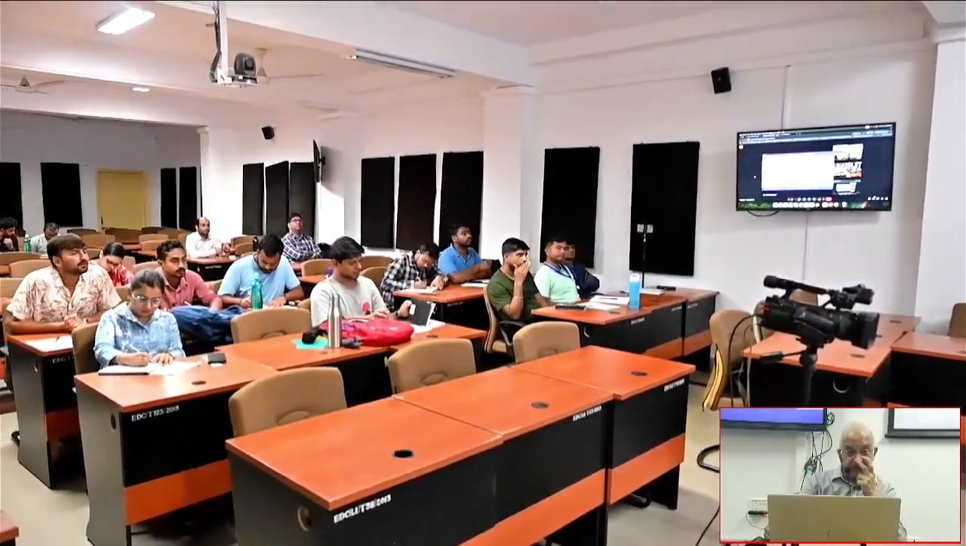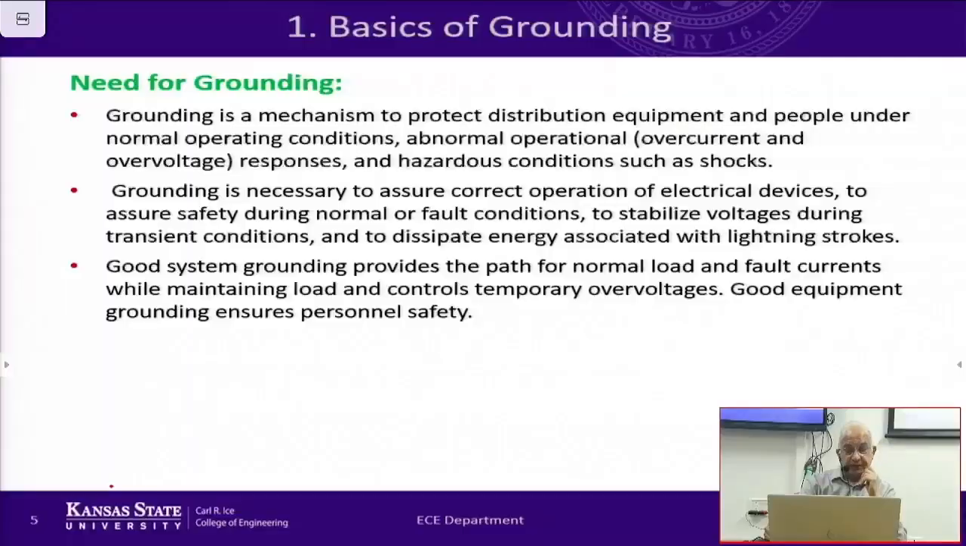Why do we need to ground? That's the main question. There are multiple reasons for doing it, so I'll go through the discussion here. Grounding is a mechanism to protect distribution equipment and people. So both equipment as well as people have to be protected under normal operating conditions, abnormal conditions, and hazardous conditions such as shock. Under all possible conditions, we have to provide safety.